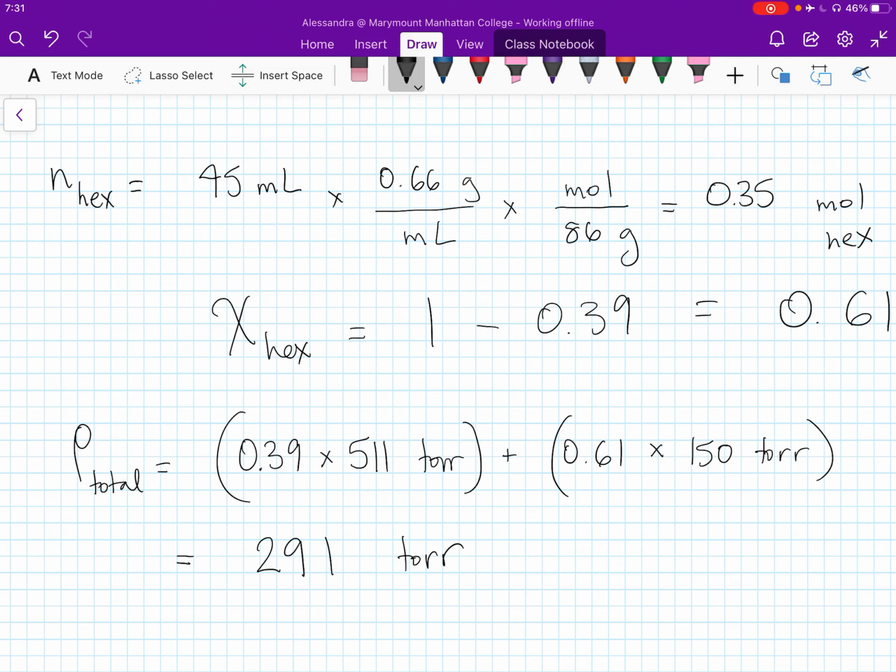So I want you to notice the vapor pressure of pure pentane was 511. The vapor pressure of pure hexane was 150. When I mix them together, they both make their own contributions to the vapor pressure of the solution. And the vapor pressure of the solution is a number in between those two numbers. So notice 291 falls in between 511 and 150. This vapor pressure of the mixture of volatile components is essentially a weighted average of the individual vapor pressures, as you can see in this example.